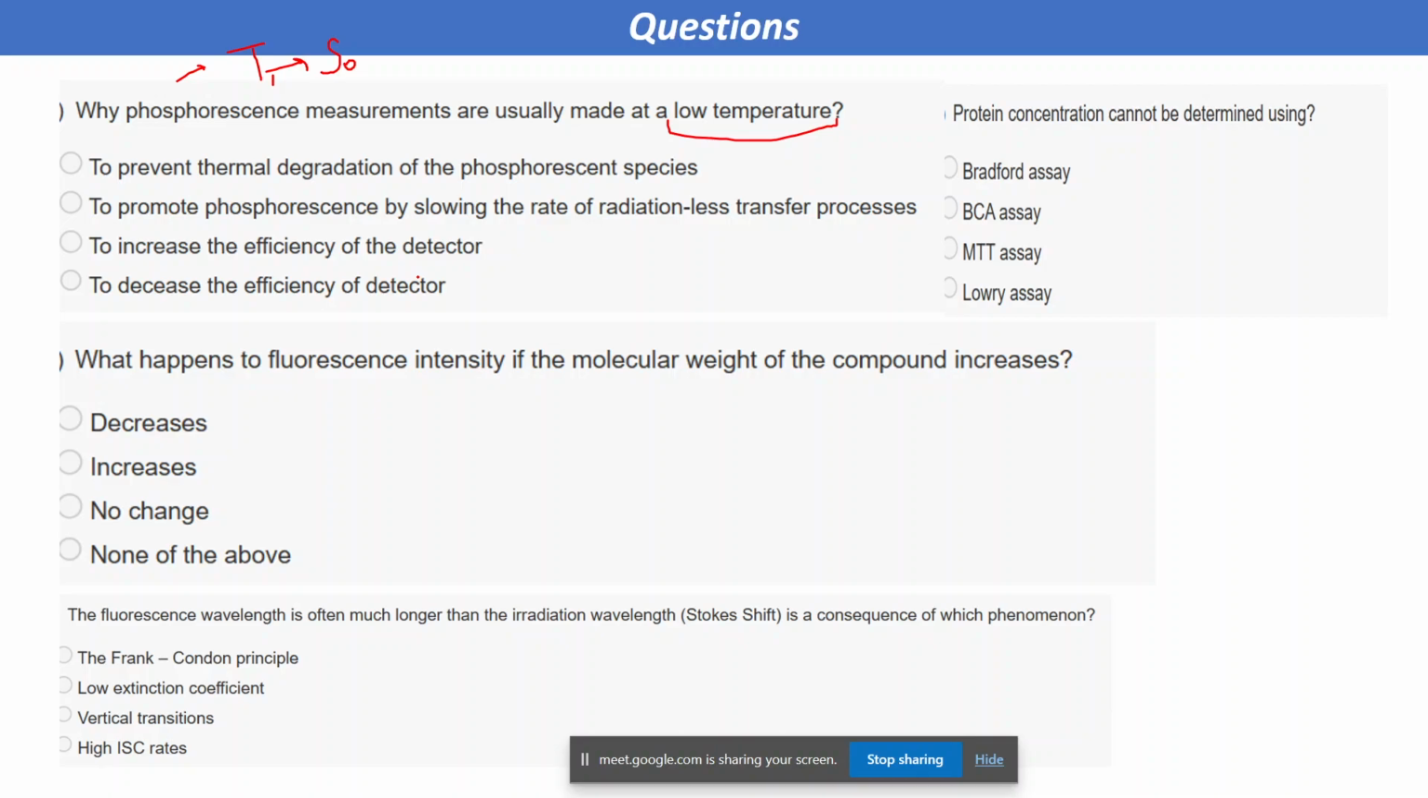Phosphorescence is the radiative transition, and there can be non-radiative transitions also in a molecule. To slow the rate of non-radiative transitions or radiation-less transfer process, we measure phosphorescence at low temperature. Is it correct?